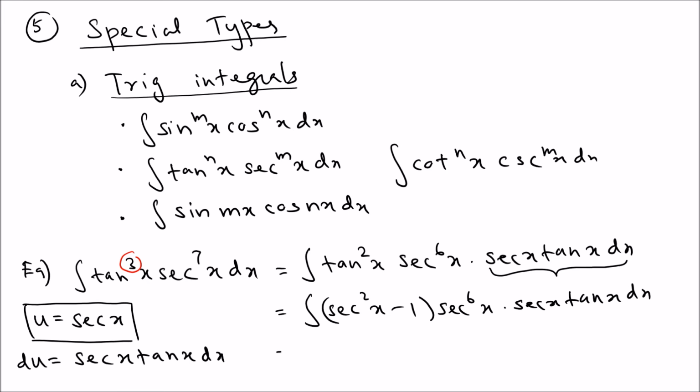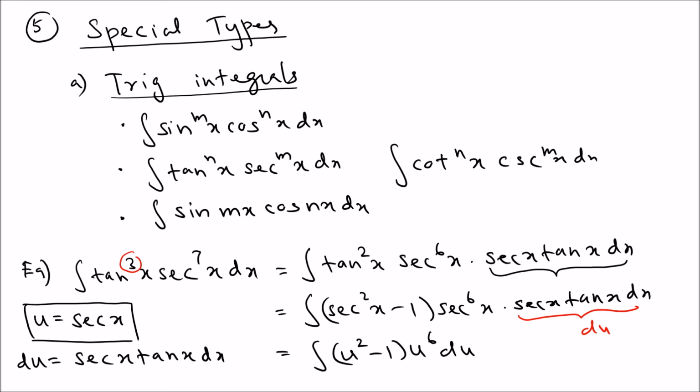Now we're going to substitute. Once you substitute, this is going to be u squared minus 1. This is u to the 6th, and this whole thing is simply the derivative. So this is du. You can see this is very easy to do. We can distribute first and then integrate.